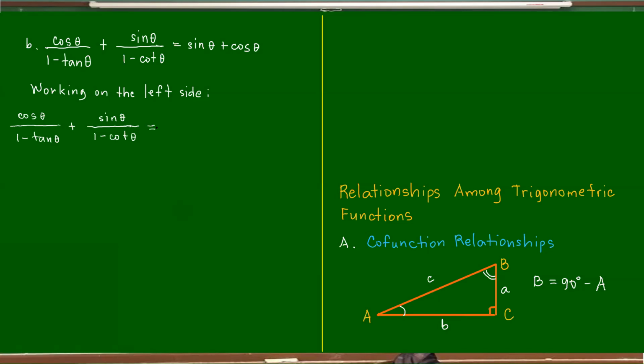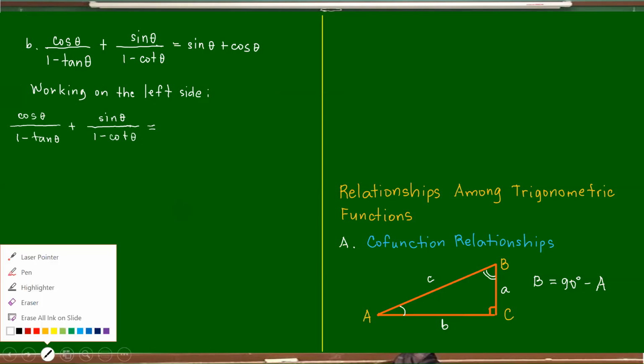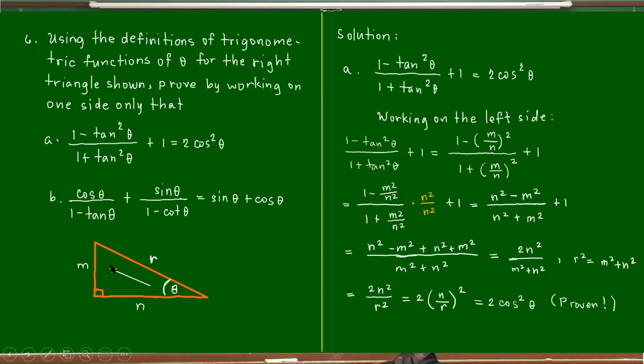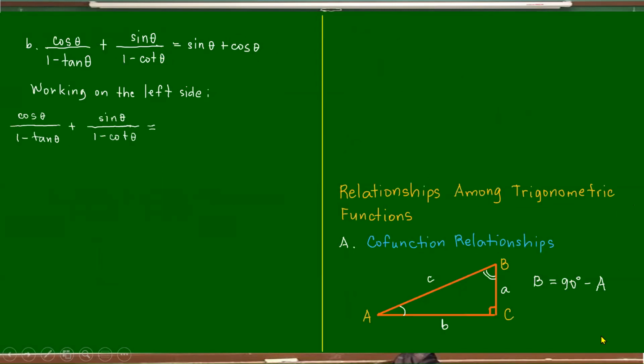So this is equal to cosine theta. We have no triangle for reference. Let's copy the triangle. What is the triangle before? This one. Remember that. I will make a triangle here.